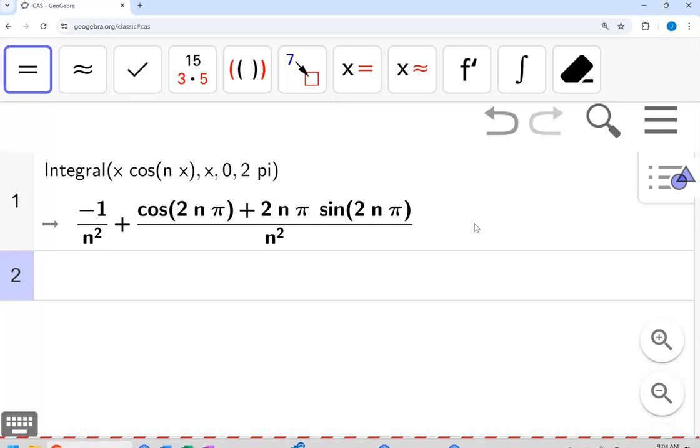Sine of 2n pi is always equal to 0, right? So this term's going to go away. This is just a 1. We have 1 over n squared minus 1 over n squared. So what's this integral always going to be for any n? 0, right? I've got 1 over n squared minus 1 over n squared. It's always going to be 0, no matter what. Okay? So all of the coefficients on the cosine are 0. Okay. Let's do the same thing for the sine.